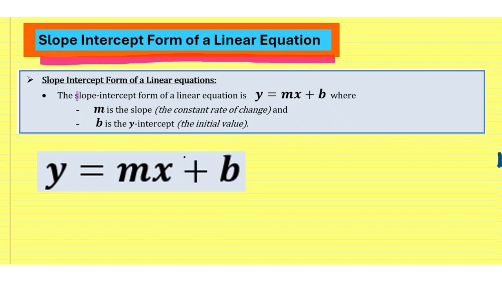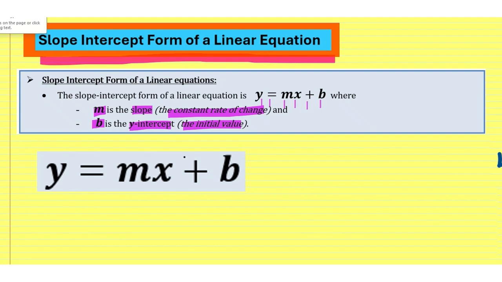Our information here tells us that the slope-intercept form of a linear equation is y equals mx plus b, where m is the slope, and the slope is defined as the constant rate of change, and b is the y-intercept, which is the initial value. So here we have our slope-intercept form, y equals mx plus b.